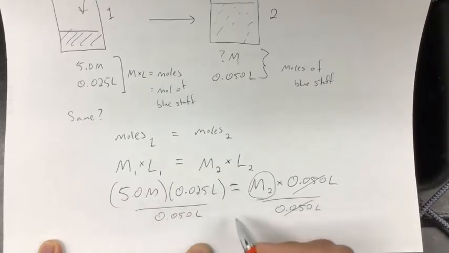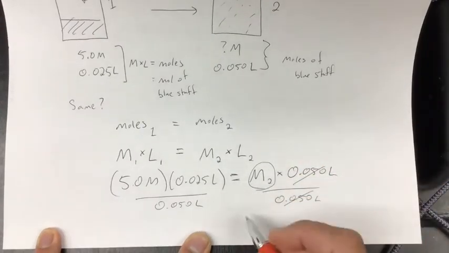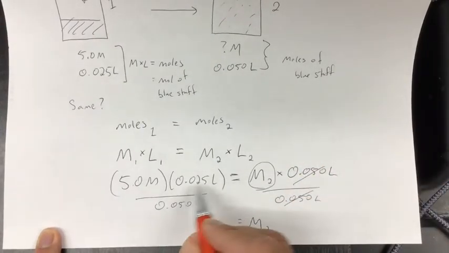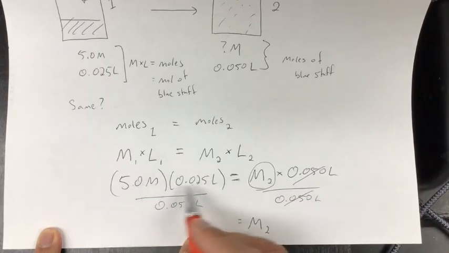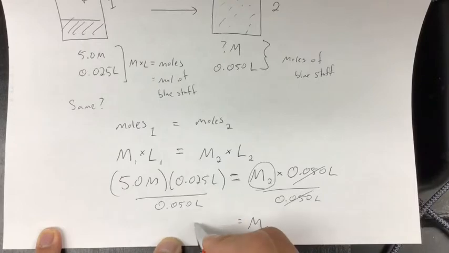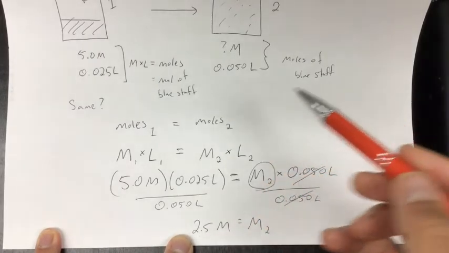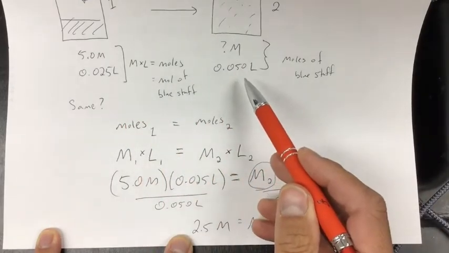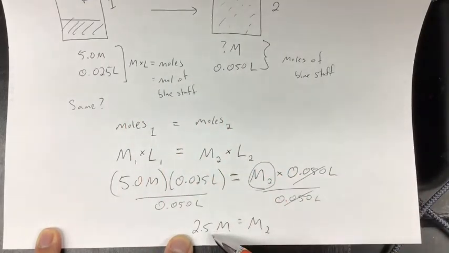Okay. And now you can see, well, molarity 2 equals, if I take this times this, divide by this, that ends up being 2.5 molar. So I cut it in half, which is kind of what you expected because you doubled the volume, so that concentration got cut in half.